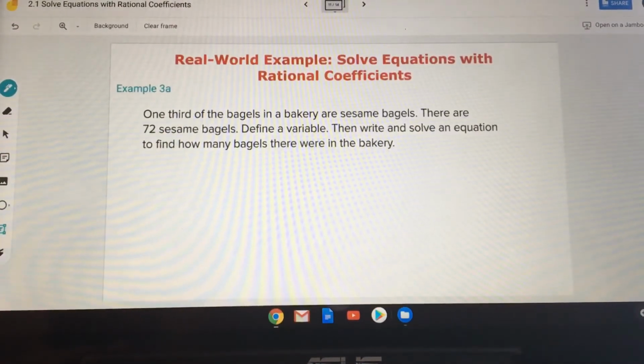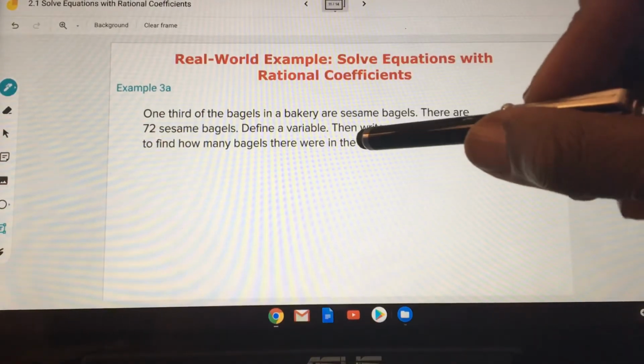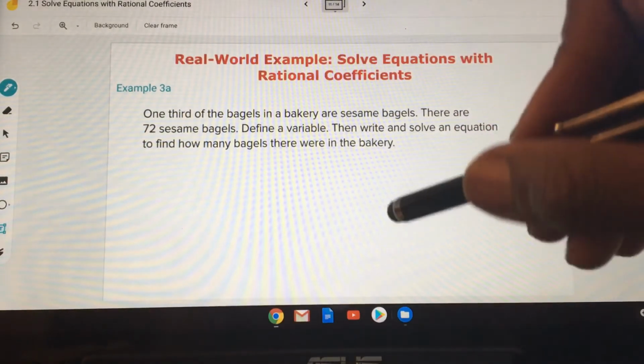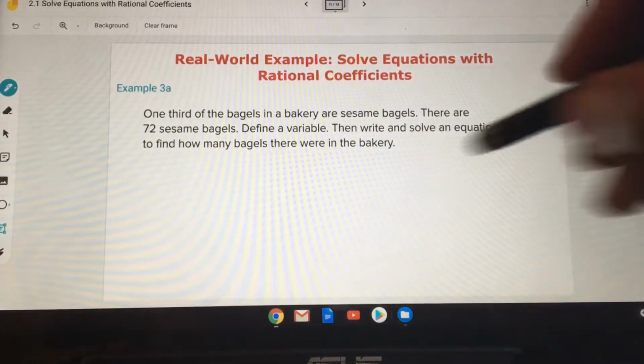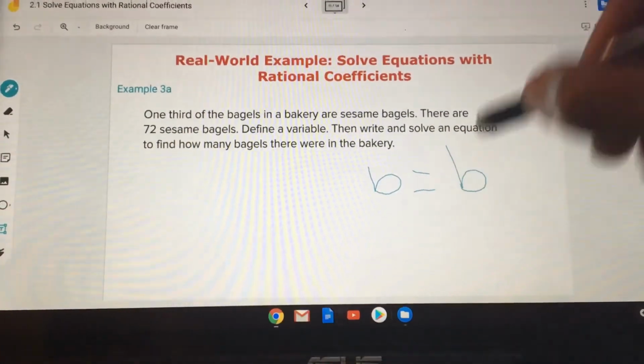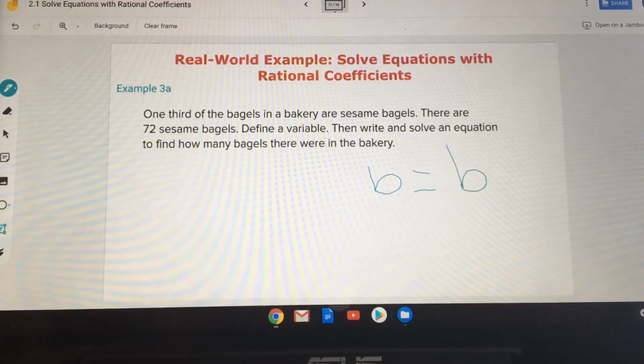Word problems. I like to start with the question. Write and solve an equation to find how many bagels there were in the bakery. So we're going to let B equal bagels. That's what we're looking for. How many bagels were in the bakery?